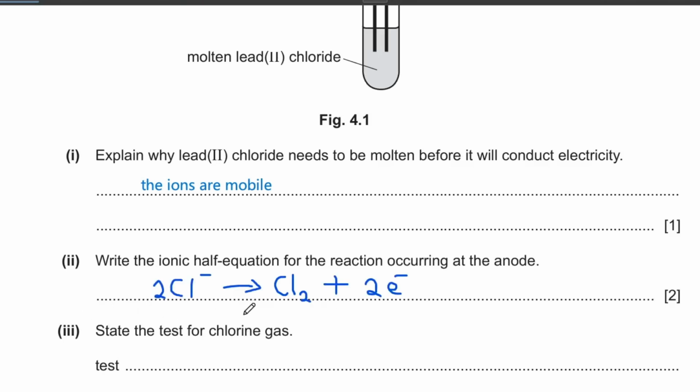So this is the ionic half equation occurring at the anode. You should be able to learn how to write your ionic equation very well. Don't forget that at the cathode, reduction takes place, which is gain of electron. Then at the anode, oxidation takes place, which is loss of electron.